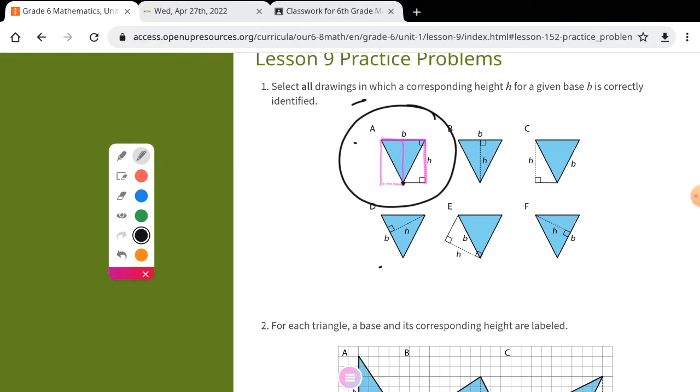On B, let's just highlight the base and the height that they gave us. Oops, that's blue. I'm going to highlight with pink so it stands out a little more. There's my base. There's my height. Do those two lines form a right angle? Yes. So is that an appropriate base and height? Yes. So let's circle that one.